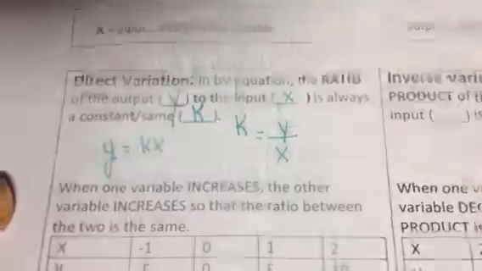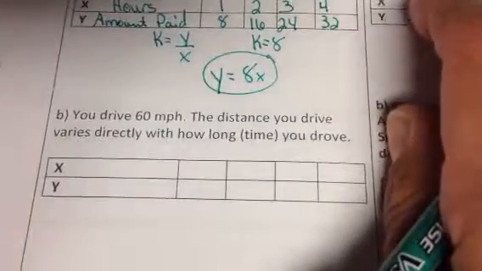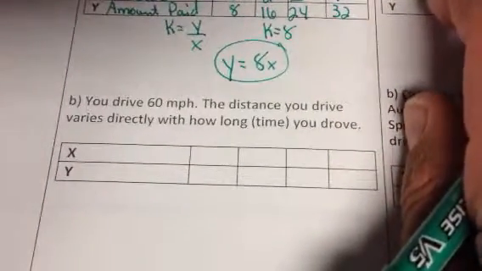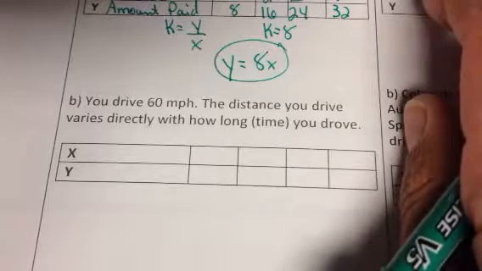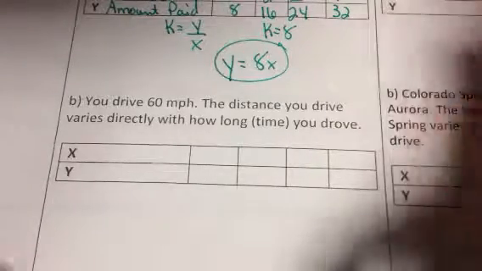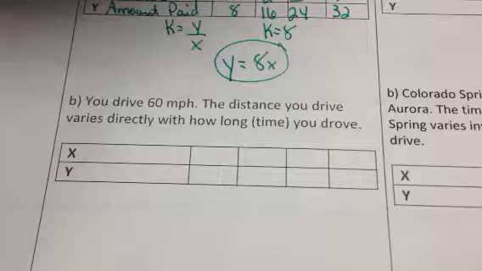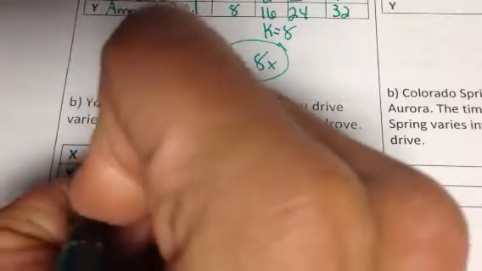All right? So you drive 60 miles per hour, and the distance you drive varies directly with how long or the time that you drove. So this is direct variation. So what's what? Well, basically, the distance you drive depends on how long you drive or the time.